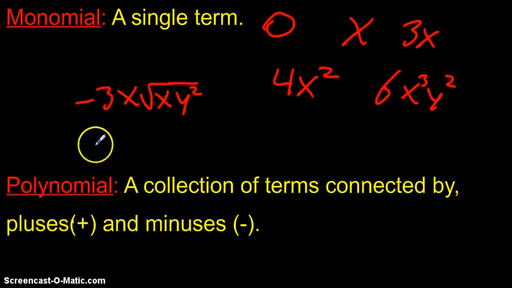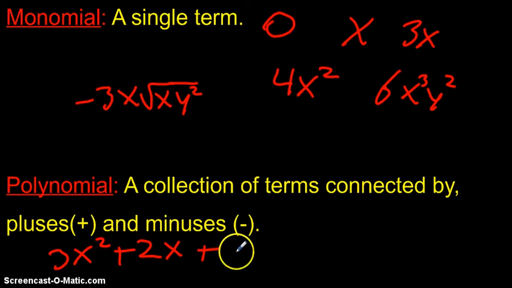So a polynomial would be a collection of terms connected by plus and minus. For example, the classic you'll see a lot is 3x squared plus 2x plus 5. This is called a second degree polynomial because the highest degree of the exponents is 2 in this case, where if this was actually 3x to the third, x squared plus 5x minus 4, this is now a third degree polynomial, because the highest degree term of the exponents is a 3.